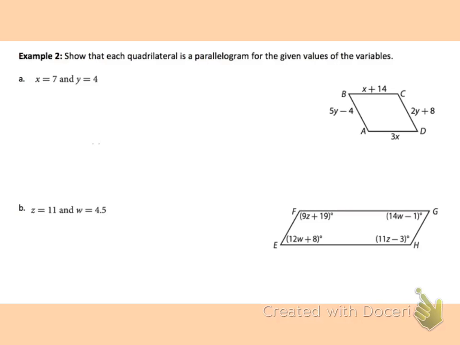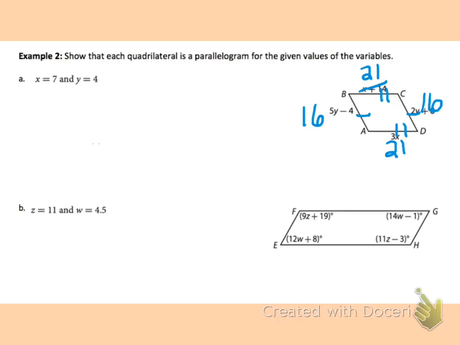So if I were to substitute wherever I see the x's, put 7 in, so this side would become 7 plus 14, that's 21. On the other side would be 7 times 3, which is 21. Putting in 4 where there's y's would make this part BA 5 times 4, which is 20, minus 4, which is 16. And it would make the side across from it 2 times 4, which is 8, plus 8 is 16. And you'd have opposite sides being congruent if those were the values of x and y.